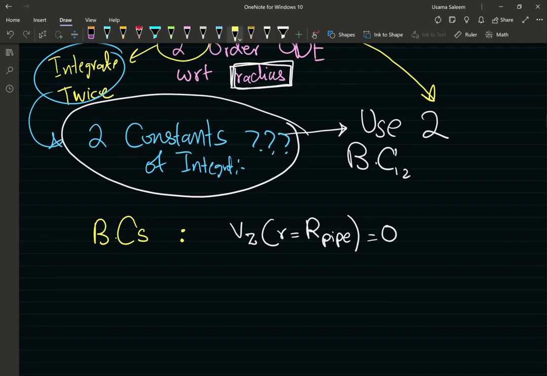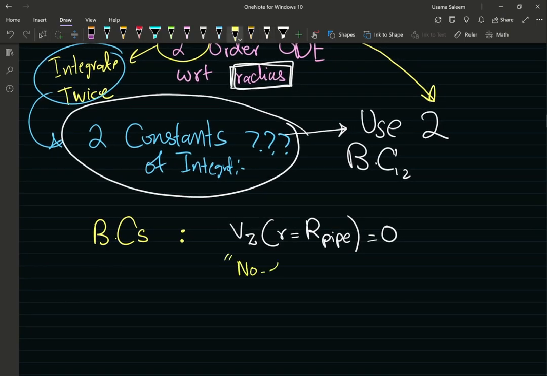Why is that? Just to give you a hint, no slip condition. What is no slip condition? We're going to go over that pretty soon, ladies and gentlemen. Now we're just going over the mathematics. No slip. This is going to be my boundary condition 1.